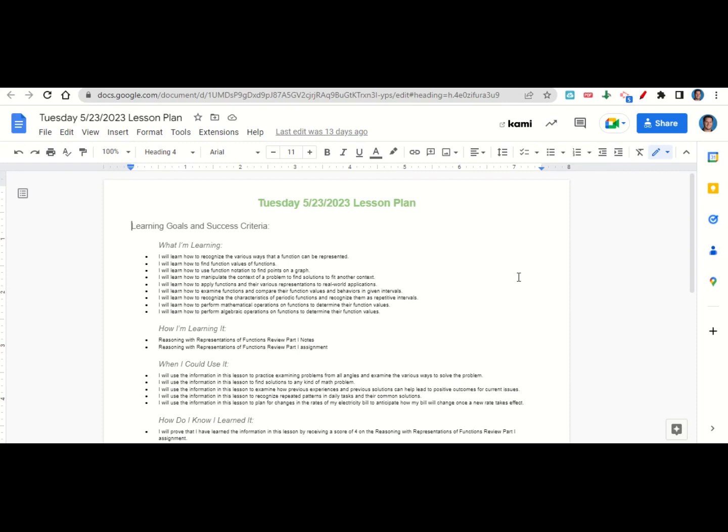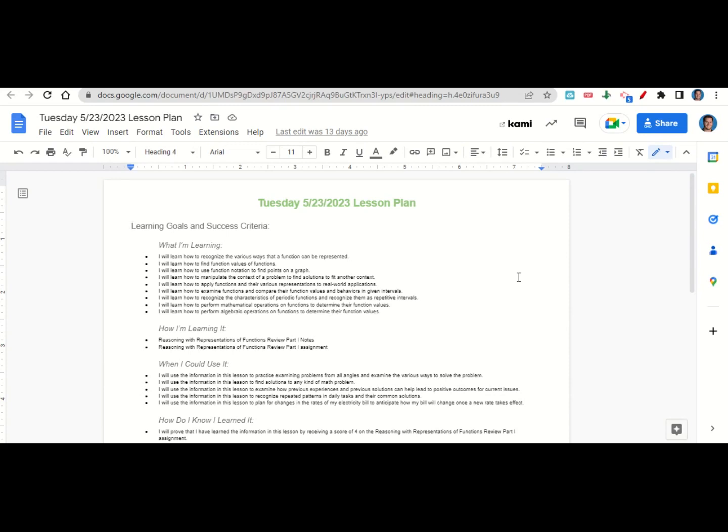To practice examining problems from all angles and examine the various ways to solve the problem, to find solutions to any kind of math problem, to examine how previous experiences and previous solutions can help lead to positive outcomes for current issues, to recognize repeated patterns in daily tasks and their common solutions, and to plan for changes in the rates of your electricity bill to anticipate how your bill will change once a new rate takes effect.